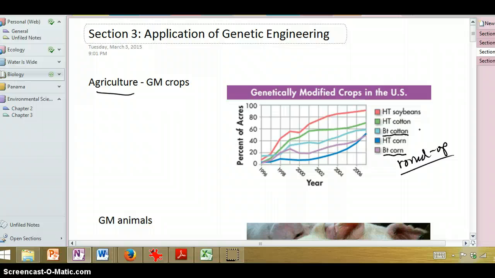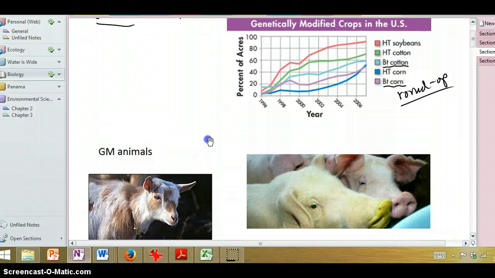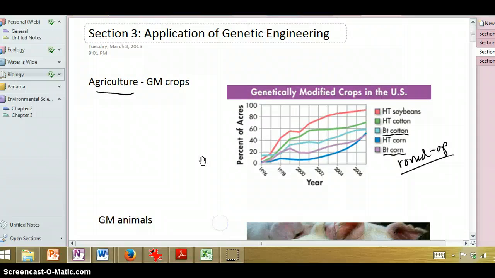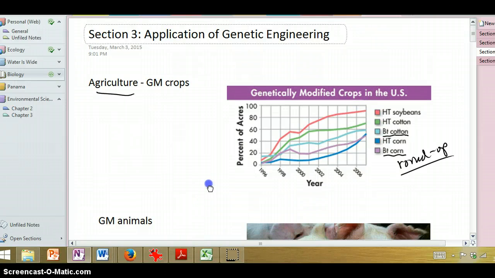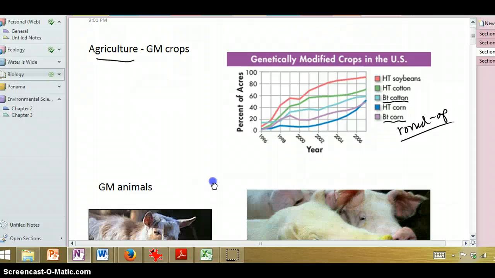You can see corn is pretty high and has gotten even higher. If you eat, I don't know, Doritos or other kind of corn chips, there's a pretty good chance the corn that is in them has probably been genetically modified. Really, the only way to be sure that you avoid these plant-based foods in particular is to eat organic foods.